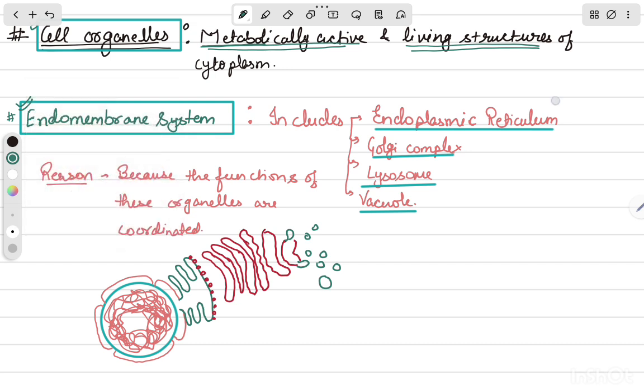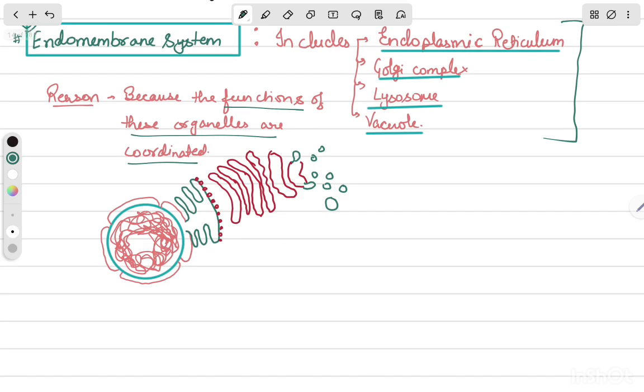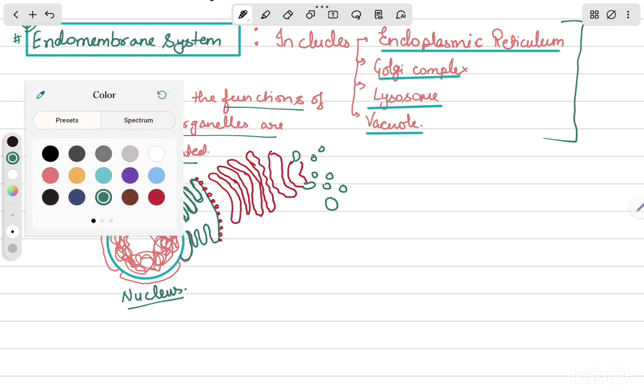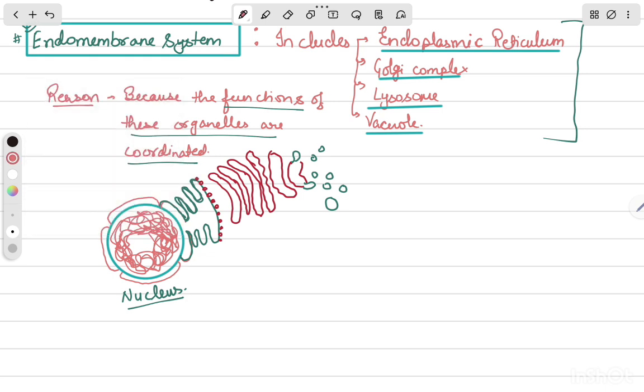Now, why are these four organelles included in the endomembrane system? Because the functions of these organelles are coordinated. How is the function coordinated? Suppose that is the structure of a nucleus, right? The outer membrane of the nucleus is associated with the endoplasmic reticulum. The green structure shown here is the endoplasmic reticulum. The red dots on the endoplasmic reticulum are ribosomes. Hence this endoplasmic reticulum is rough endoplasmic reticulum, right?